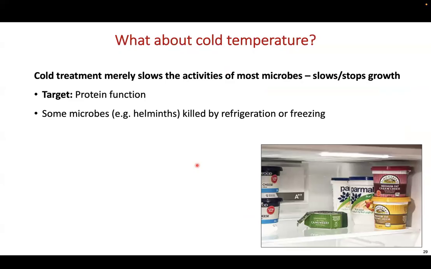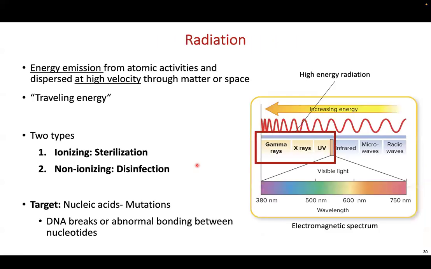So what about cold temperatures? There are not many microbes that we use cold temperatures to get rid of, because cold temperature normally slows the activities of most microbes. It doesn't just kill them; it just slows their activity. So you just target their protein function, and you stop or block the making of more protein. They are just stuck in that vegetative state. Some microbes get killed by refrigeration or freezing, but other ones are still active and just frozen in the vegetative state. Once they get the needed temperature, they will start growing back again.